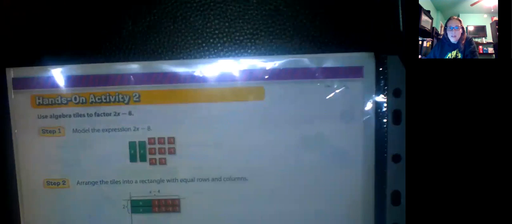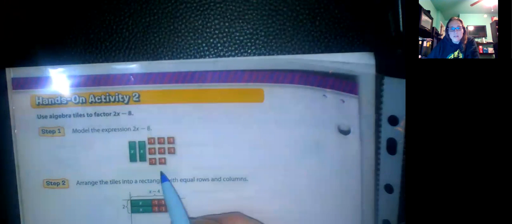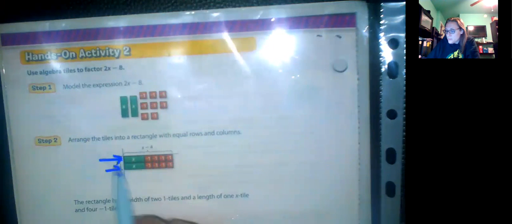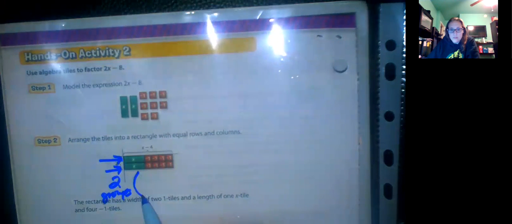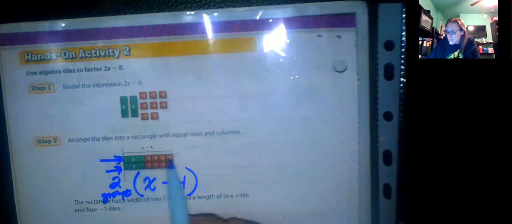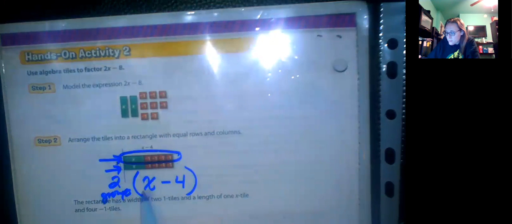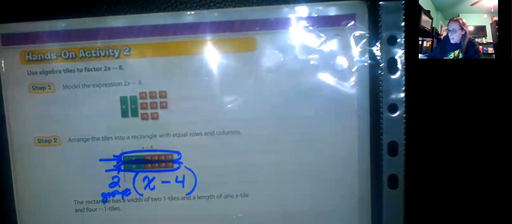Let's look at this one. So we have 2x minus 8. So 2 x's and 8 negative tiles. So again, we would break it up into 2 equal groups. So 2 groups of 1x and 4 negatives, right? This group right here is 1x and 4 negatives. This group right here is 1x and 4 negatives. So you have 2 groups of x minus 4.